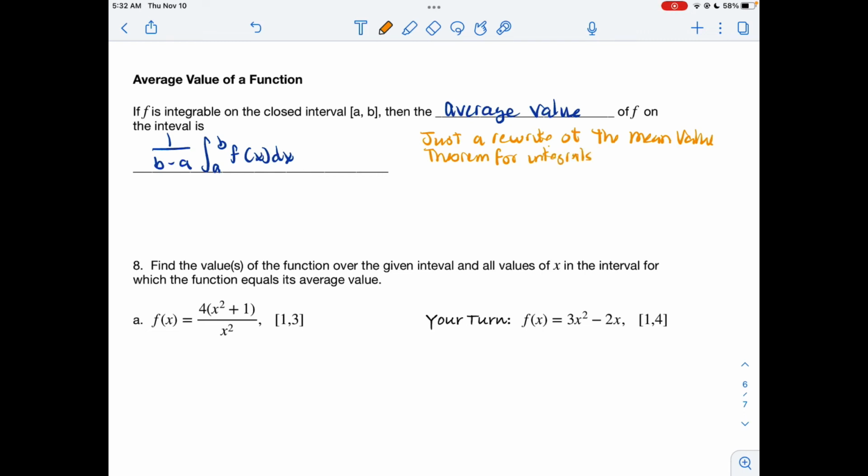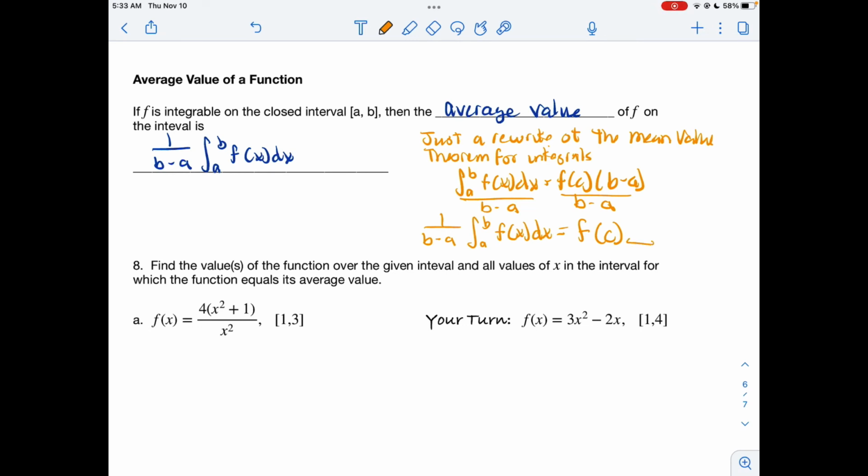So remember, our mean value theorem for integrals was the integral from a to b of f of x dx is equal to f of c times b minus a. Well, if I divide each side of this equation by b minus a, I get 1 over b minus a times the integral from a to b of f of x dx is equal to f of c. F of c is the average value of the function. That's what we call it.